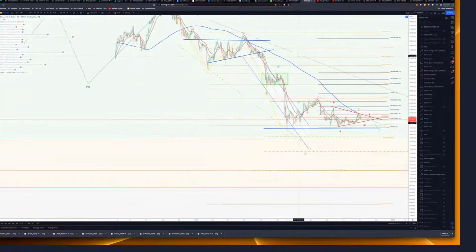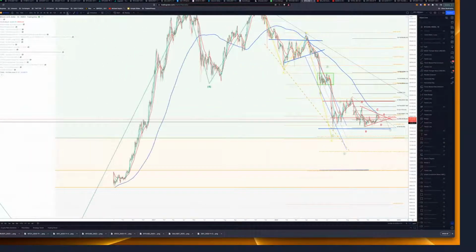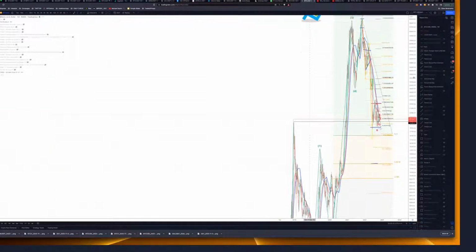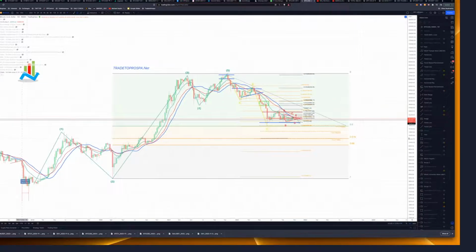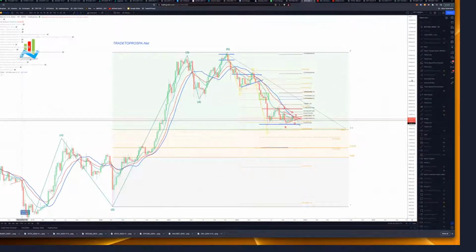And let's see what we got here. Just Fibonacci levels. Looking at that, moving averages are coming down. All right, so let me have a look at a few comments.